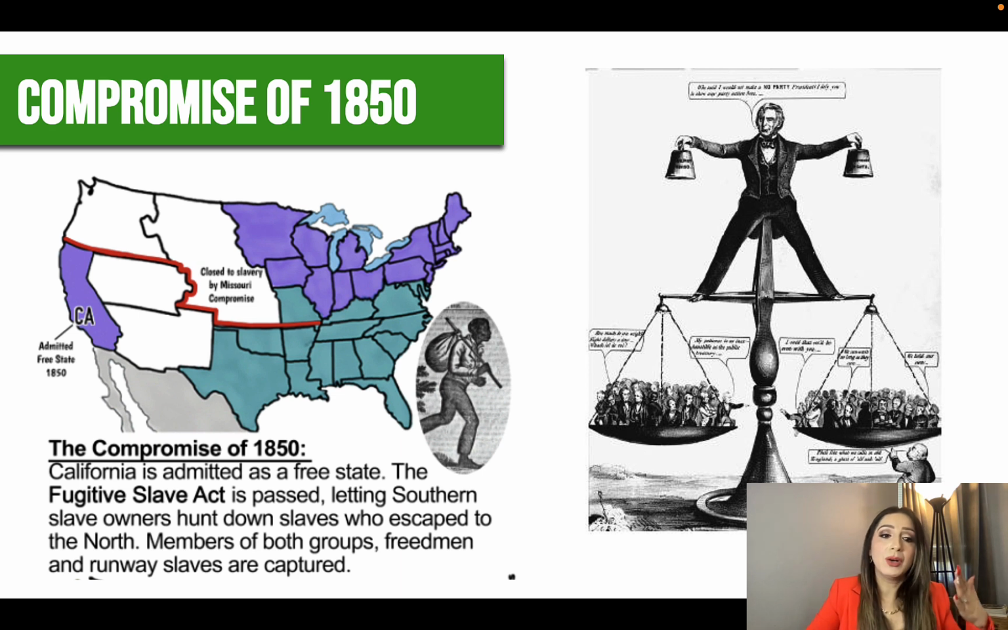Okay, so again, members of both groups, freedmen and runaway slaves, are being kidnapped and brought back down to the South. This angered abolitionists, and people started to join the abolitionist movement because of this.